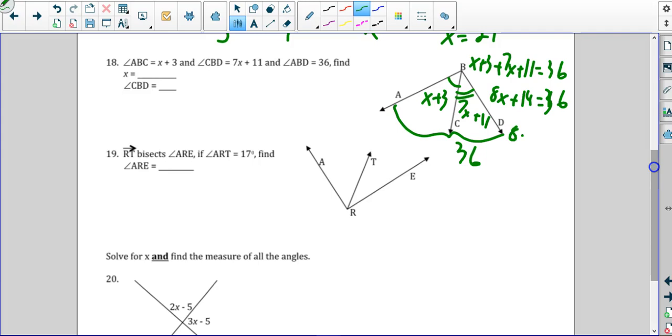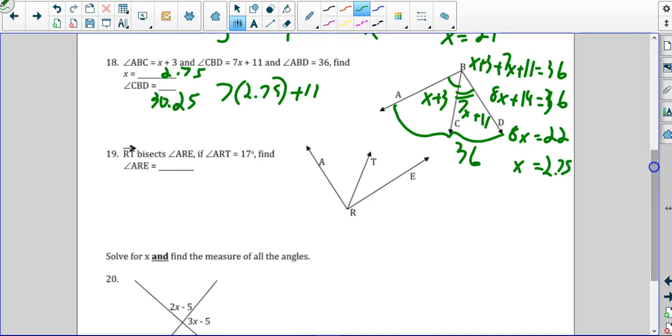Subtract 14 from both sides, I get 8x equals 22. Yep. And divide by 8. X is 2.75. And that's okay. Decimals are our friends. CBD, we're going to plug in 7 times 2.75 plus 11. And that's going to give us 30.25 degrees.